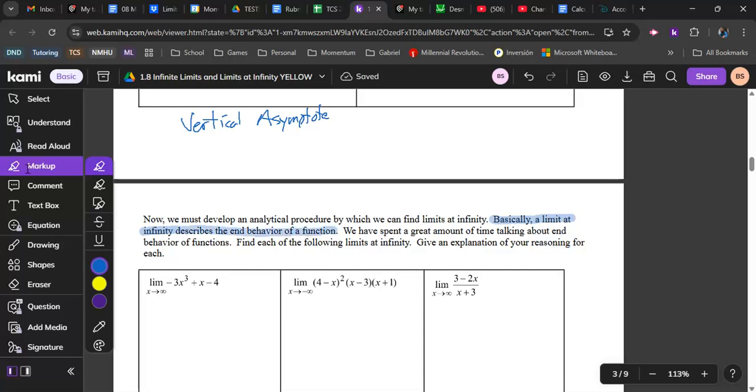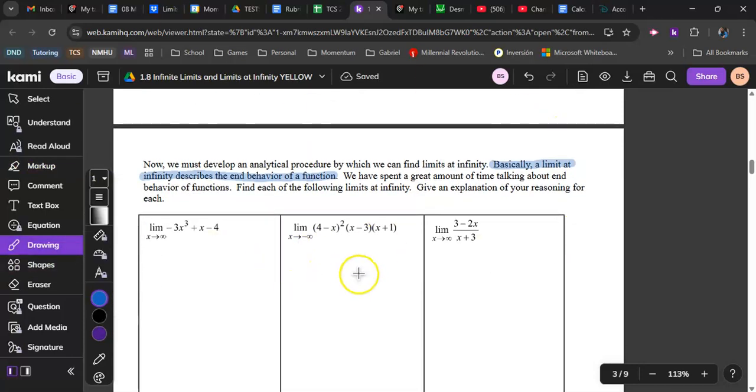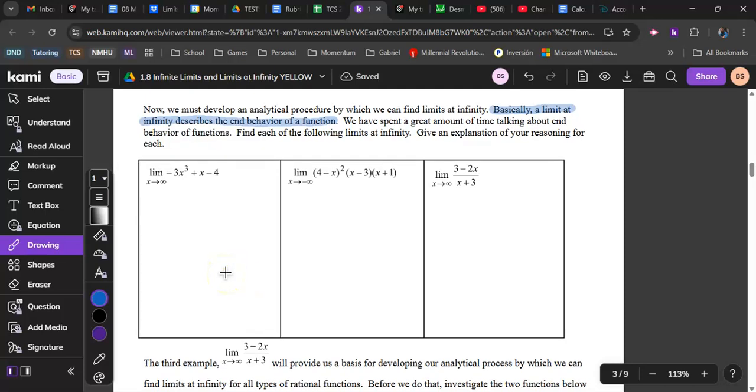All right, so as I've already mentioned, a limit at infinity describes the end behavior of a function, right? And so that's what we're going to look at here, is what are the end behaviors. Okay, this is the right end behavior, left end behavior, right end behavior. How do I know that? Because it's approaching infinity, which is to the right, or negative infinity, which is to the left.